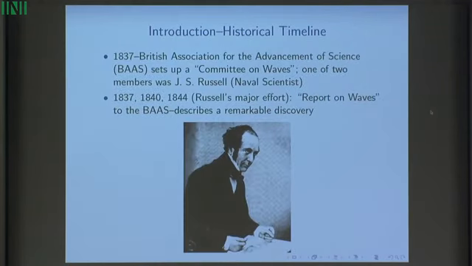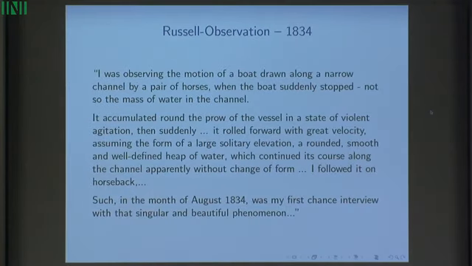Now, moving ahead to the 1830s, the British Association for the Advancement of Science set up a committee on waves, with two members. One of them was John Scott Russell, an early portrait of him. And he wrote three papers. The big one was 1844, and I'll quote some of what he had to say. He had so much to say I couldn't possibly quote all of it. But he's such a beautiful writer.